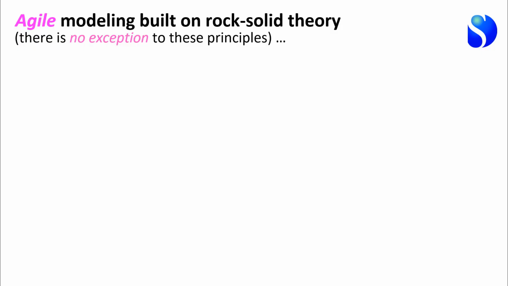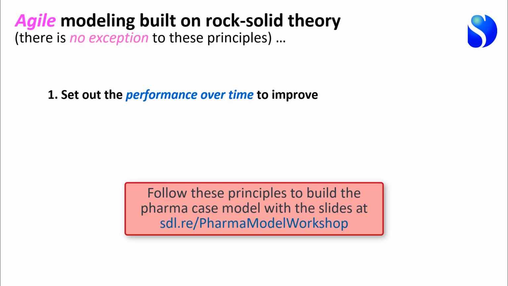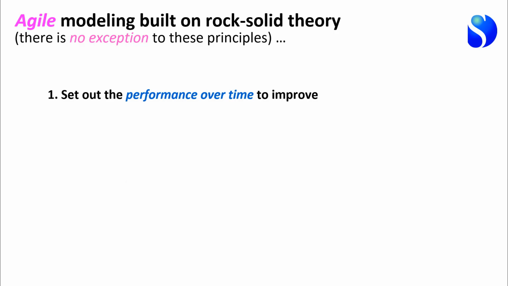So what are these theoretical principles? Well, system dynamic modeling, agent-based modeling, discrete event modeling, they are all about figuring out how to improve performance over time. So that's the question we're trying to answer. How do we improve performance over time? If it's not that kind of question, it isn't a system dynamics question.